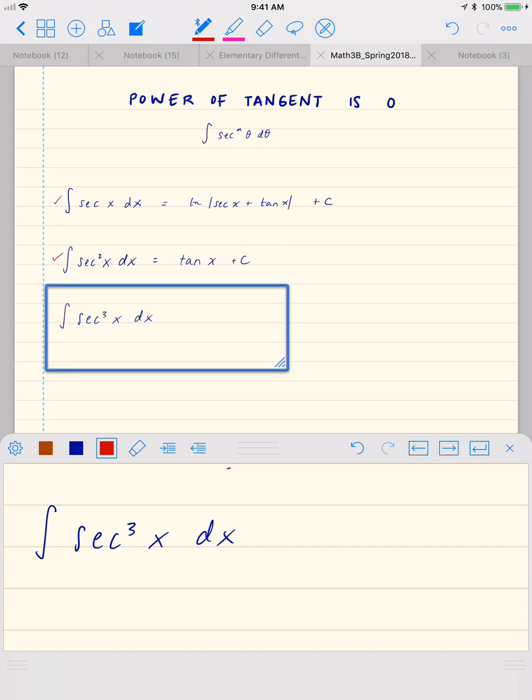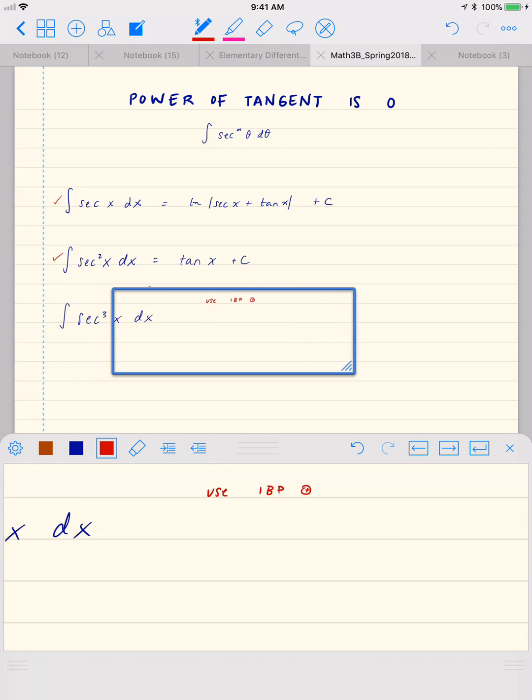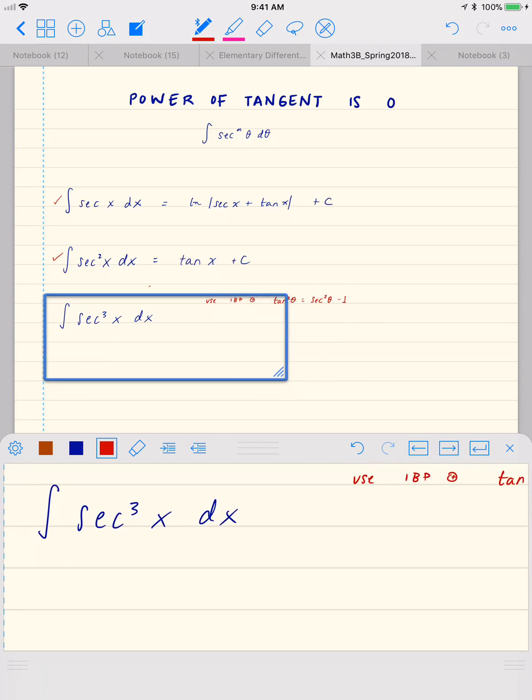And now moving on to this third one, what about the integral of secant cubed x? This is where things start to get interesting. When the power of secant is greater than or equal to 3, we are going to use integration by parts coupled with the trig identity, tangent squared theta equals secant squared theta minus 1. So let's see how this works out with our example right here.